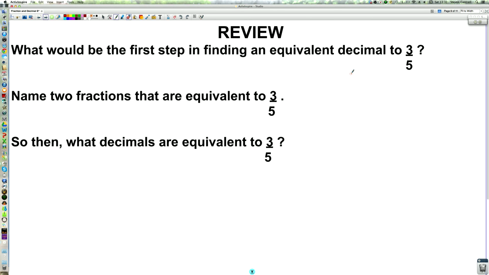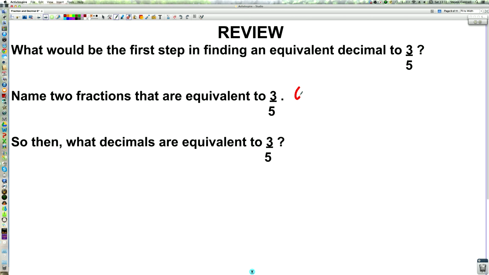Let's look at a little review real quick. What would be the first step in finding an equivalent decimal to 3/5? What do you think would be my first step? Well, my first step would be to figure out what I can multiply this by to get it to 10 or 100. And in this case, it would be 2. So you'd have 2 times 5 and 2 times 3. Remember, whatever I do down here to the denominator, I have to do to the numerator. So what are the 2 fractions that are equivalent to 3/5?